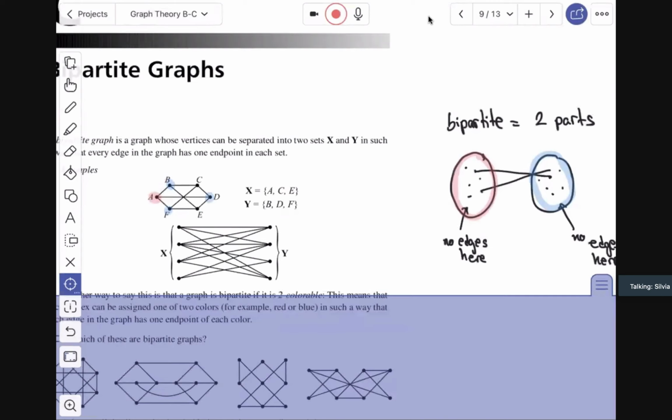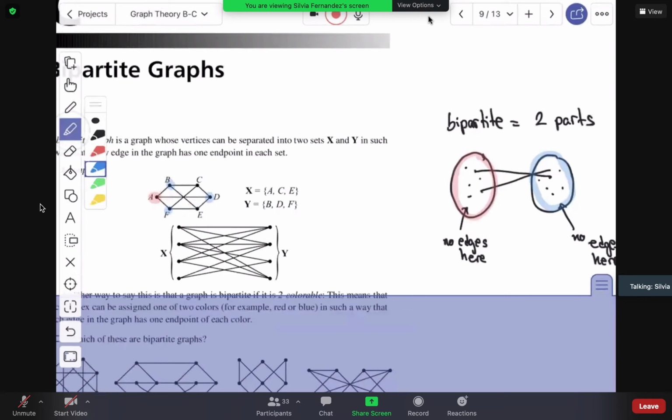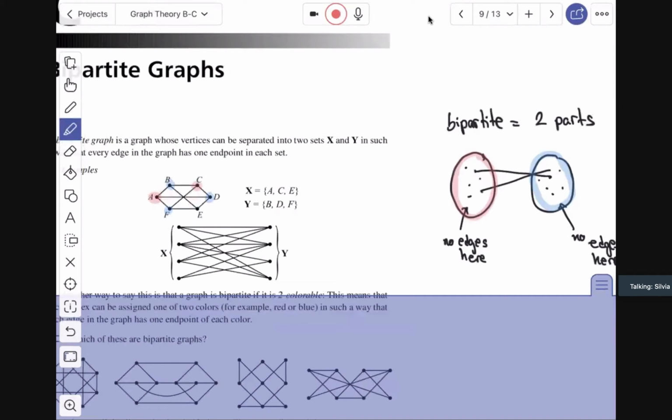And then everything that's connected to blue needs to be red. So here B is connected to A, which is good. It was already red, to E, and to C. So those will need to be red. And if at some point I get a contradiction, I cannot keep coloring that way, that means that the graph wasn't bipartite. And so we can check here. B is connected only to red ones. D is only connected to red ones. And F is only connected to red ones.